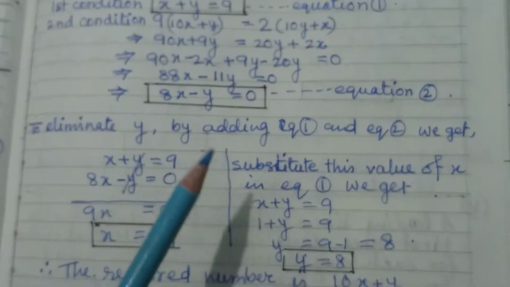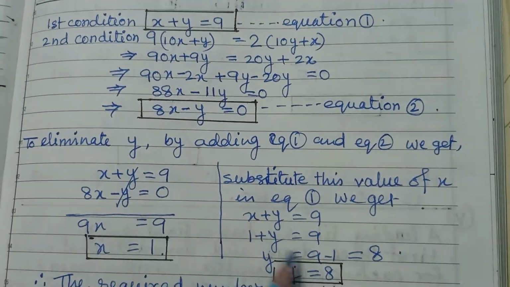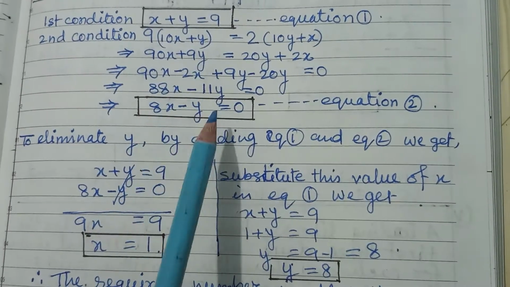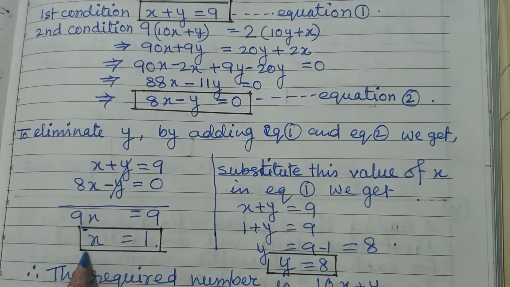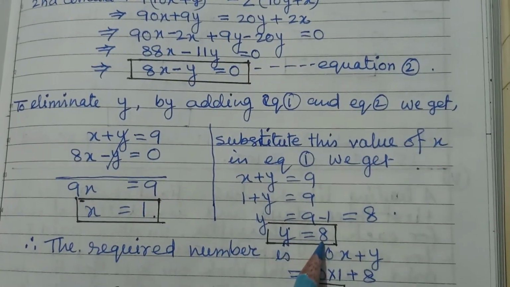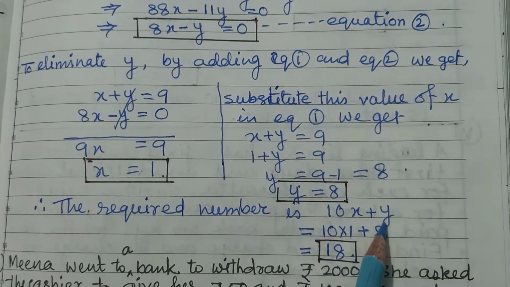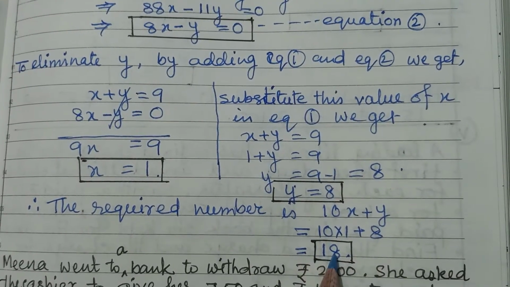Now the first equation and the second equation by the elimination method: we have to add them, so y is eliminated, and x is equal to 1 and y is equal to 8. Now the required number is 10x plus y, so 10 into 1 plus 8 is equal to 18.